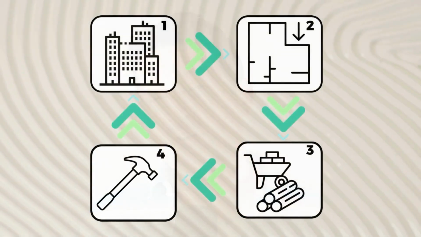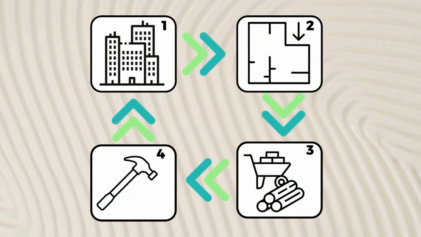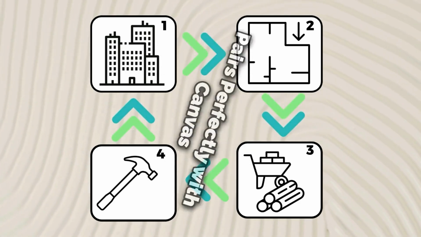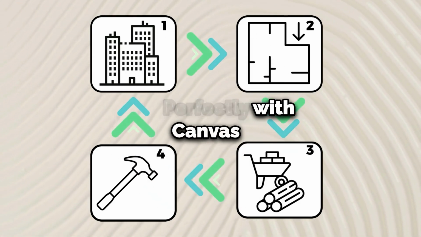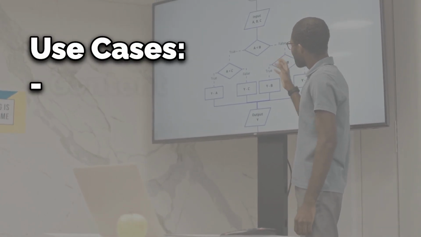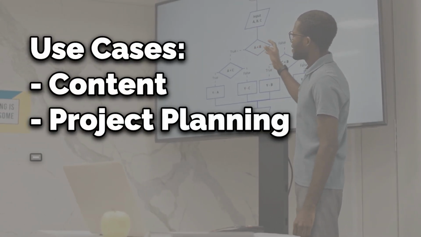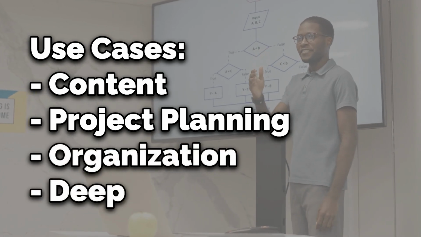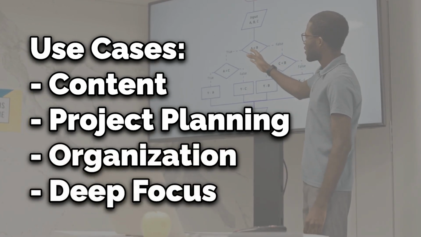I ran a content marketing agency for over 10 years, and in that time, my team and I developed a very streamlined process for building things together with our clients. And this 4-step process works beautifully with Canvas. This is going to be super useful for creating content and project plans, but it's also very useful for organizing your thoughts and getting a laser sharp focus on what you're working on. I'm stoked to share all this with you today.